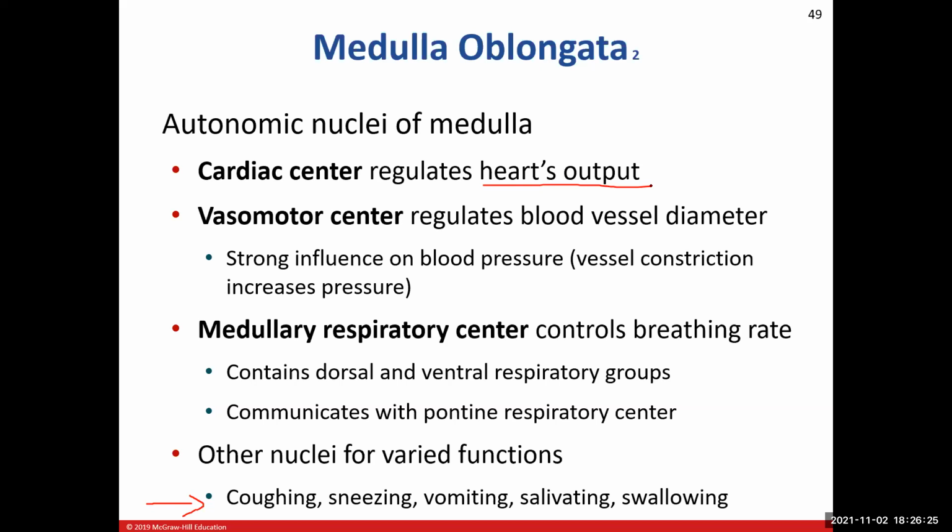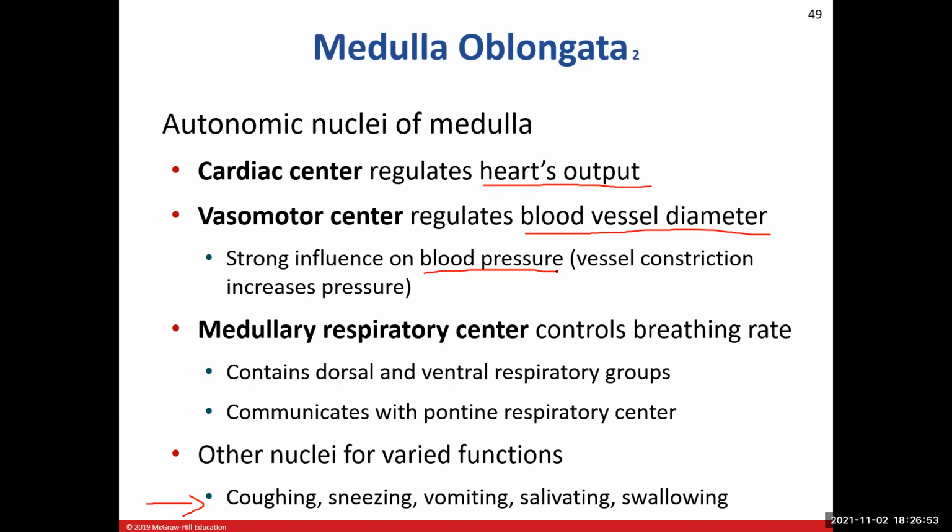Your vasomotor center is going to regulate blood pressure because it influences the diameter of your blood vessels. It can vasoconstrict, make the diameter smaller, and when it does that, it will increase the blood pressure because it makes more resistance, or it can cause vasodilation, which will then decrease the blood pressure. So you get to learn about all that fun stuff in 211.